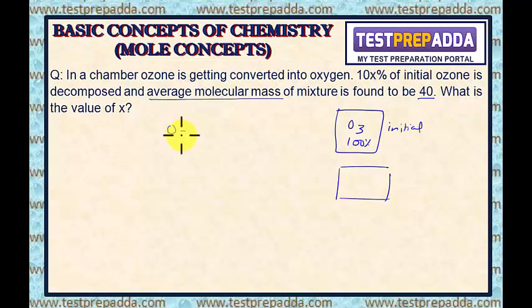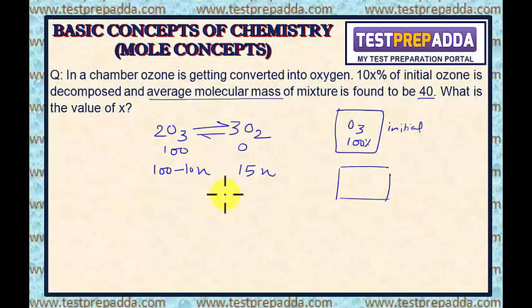So if I write the reaction, ozone getting converted to oxygen, if I balance, it will be 2 here, 3 here. I will say initial as 100. This was 0. After some time, 10x percentage decomposed. As you see, 2 ozone will give you 3 oxygen, so 10x will give 15x. So now the number of moles of ozone you can say is 100 minus 10x, while oxygen is 15x.